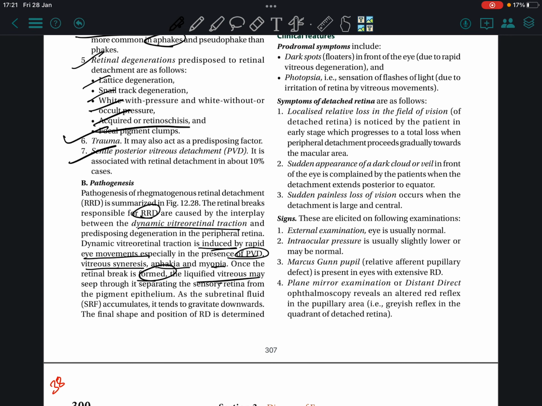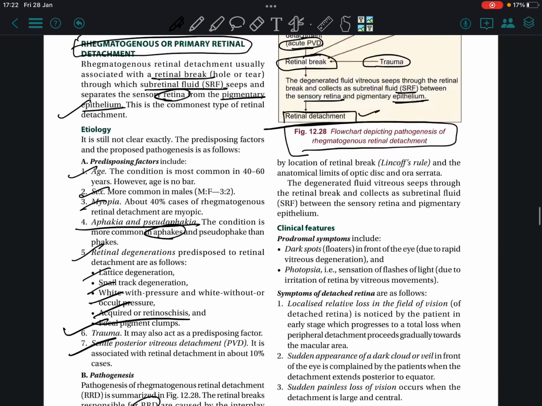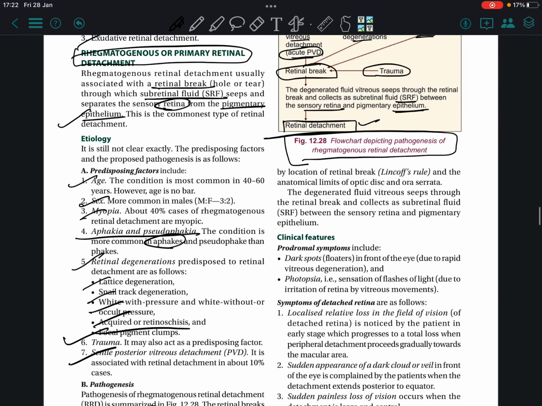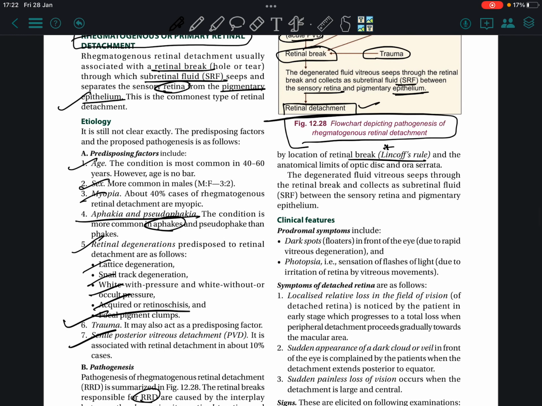Liquid vitreous may seep through, separating the sensory retina and pigment epithelium. As subretinal fluid accumulates, it tends to gravitate downwards. Then retinal detachment occurs. The final shape and position of the retinal detachment is determined by the location of the retinal break.